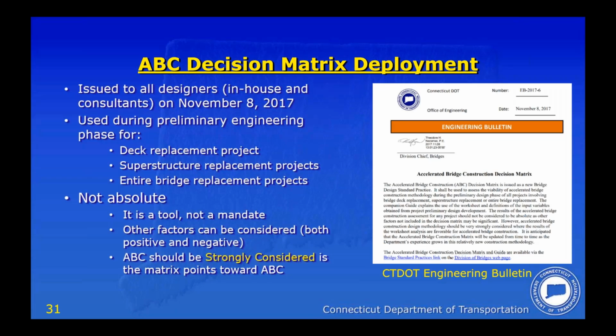As I said before, we want its use on all deck replacement projects, superstructure replacement projects, and entire bridge replacement projects. It is a tool that's used during preliminary design, because a decision needs to be made at that point, before we engage the public and our local town leaders, our town governments, on whether we're proposing an ABC project or not. Because the outcome of that dialogue becomes subject matter in our design approval document.